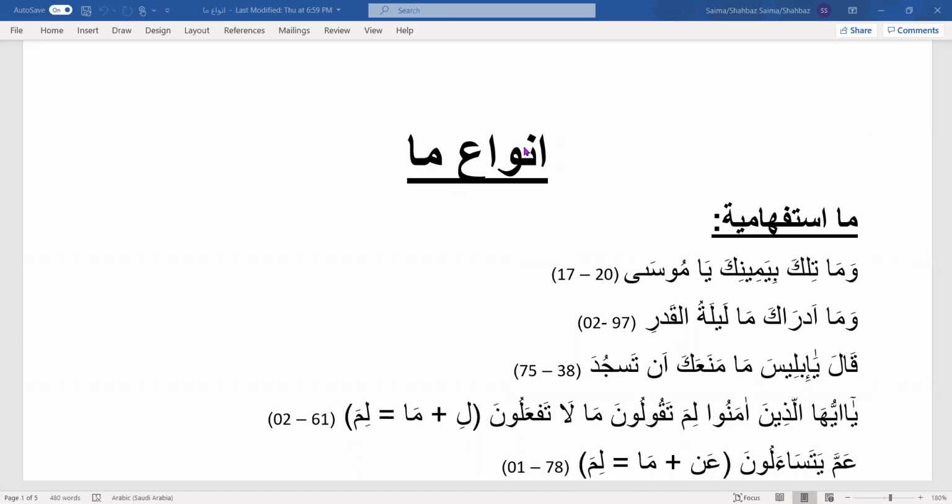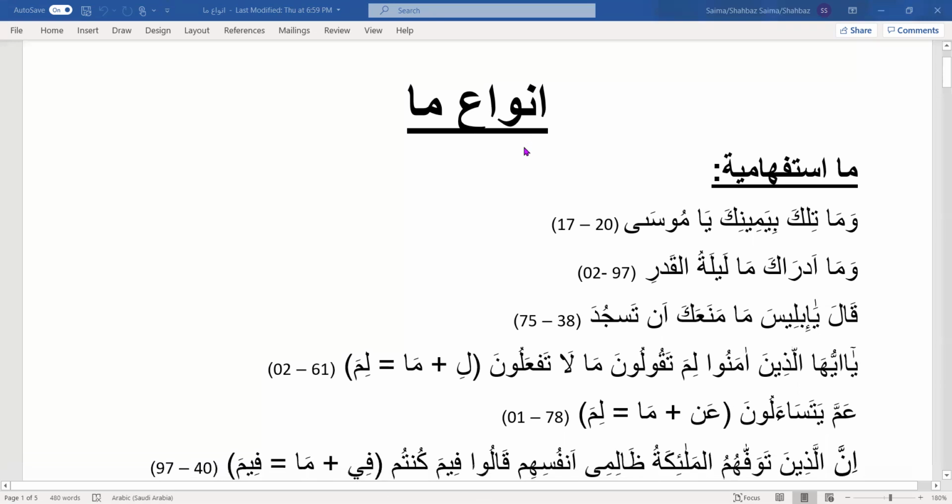Inshallah, today we will talk about the types of ma, anwa'u ma. Everybody is familiar with this word ma. It's used in Quran very often. And most of us, if not all, are already familiar with most of what we will talk about when I share with you information on the types of ma. So without any further delay, I will just start with the first type of ma.